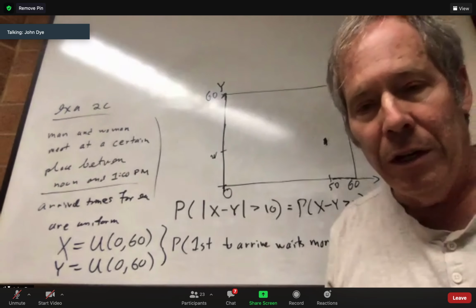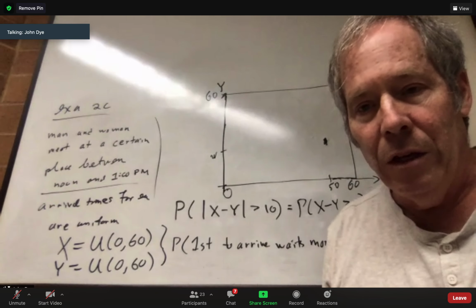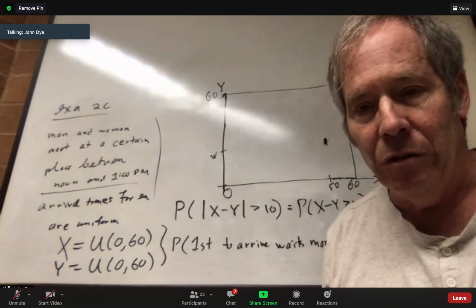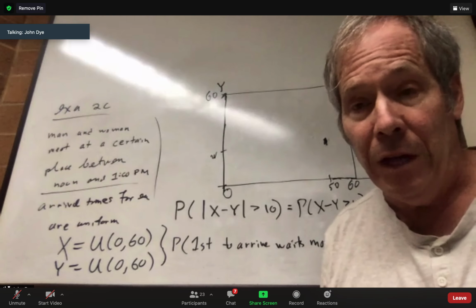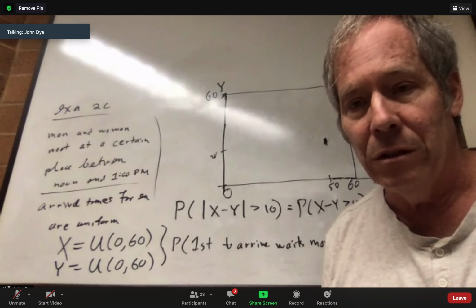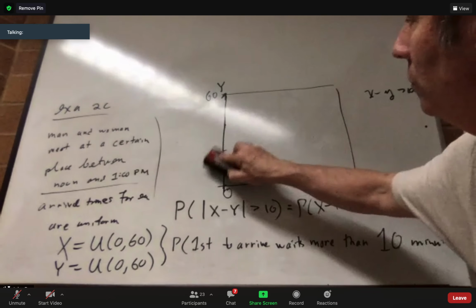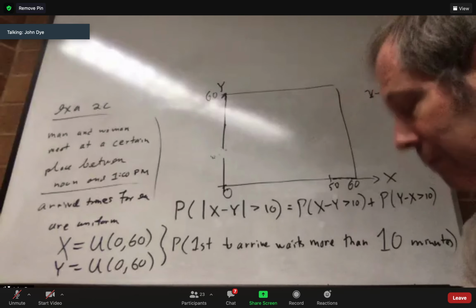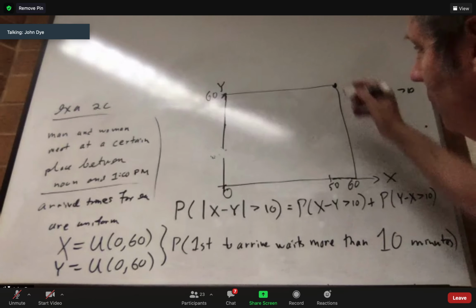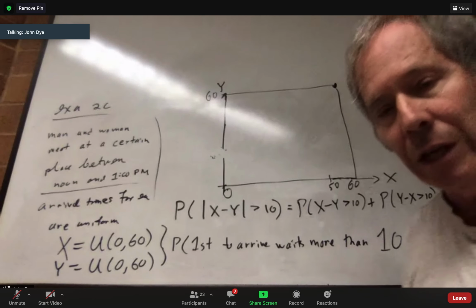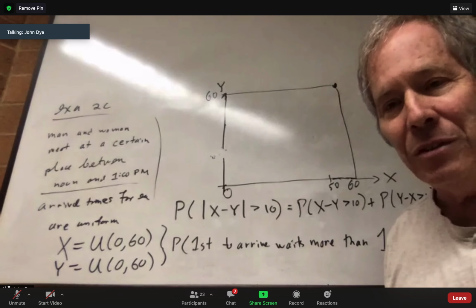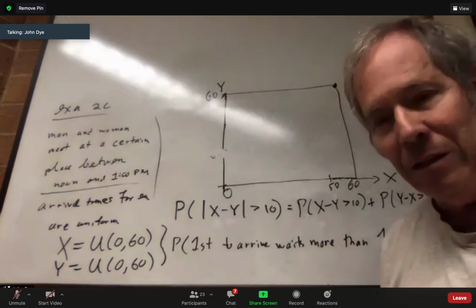So we want to know which area corresponds to one of them having to wait 10 minutes or more. That's what we really wanted to see. How are we going to do this? If they both get there at the same time, that doesn't count. Take this point right here. Nobody had to wait here. They both were as late as they could be, both were 60 minutes, so nobody waited.